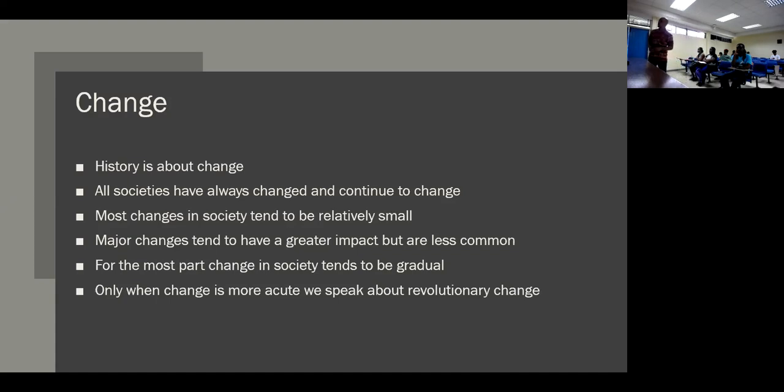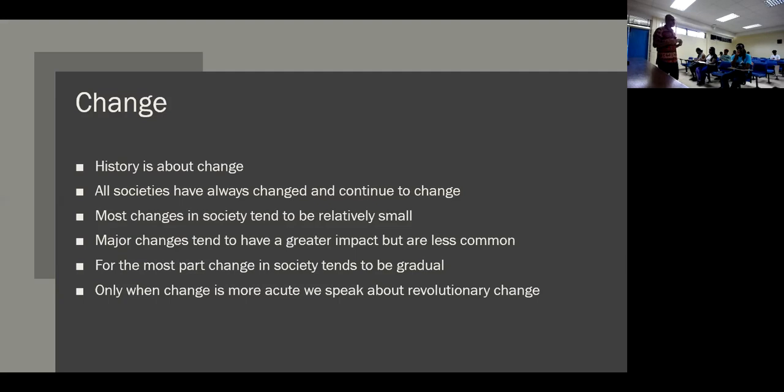So for the most part, change in society tends to be gradual, and that's good because it makes it easier for us to live in these societies. Only when change is more acute do we sometimes speak about revolutionary changes. If we go back to the issue of technology, some people say we don't see the type of political revolutions, but it's a technological revolution that we seem to be going through. The outcome of this, we don't know, right? But you as young people might be able to study the 2010s and what was happening in this decade, 30 years down the line, knowing what the outcome of some of the changes taking place now were. Right? So change is inevitable.